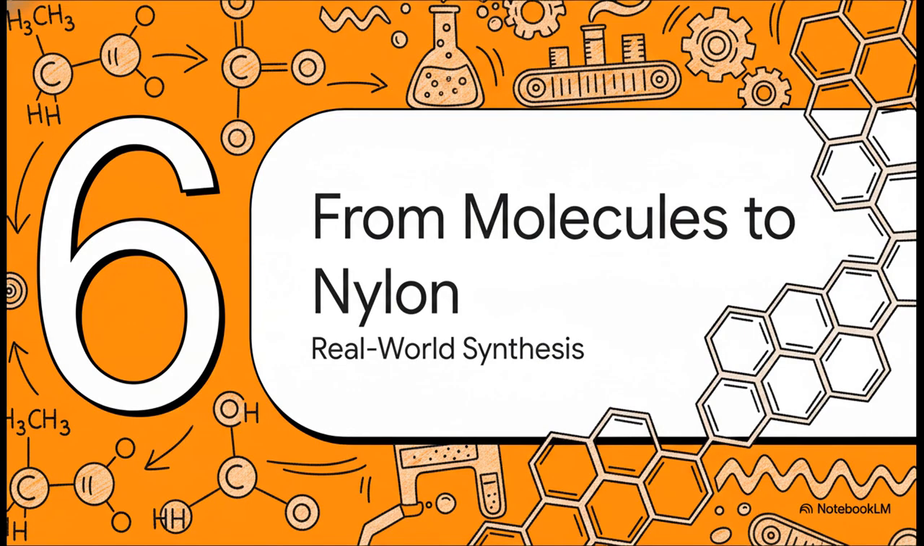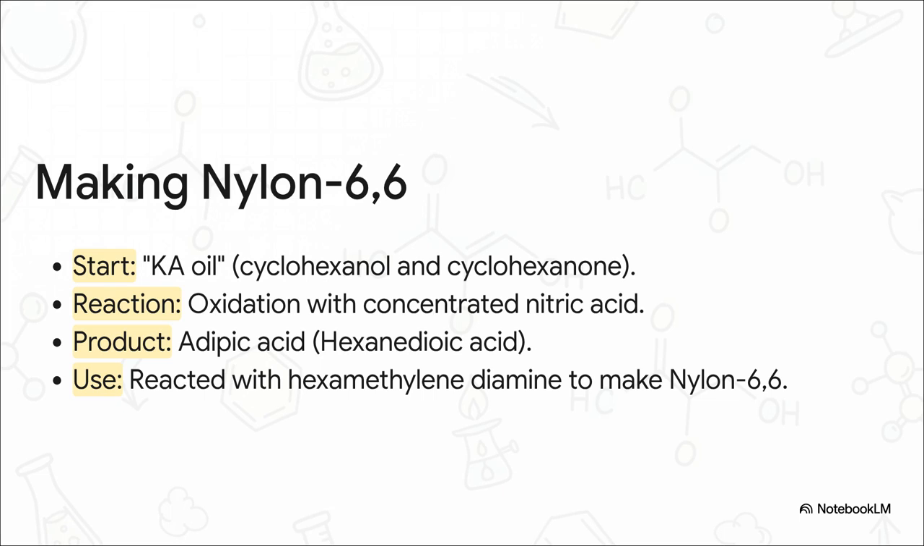Okay, to wrap this all up, let's see how this chemistry is actually used to make one of the most important materials in the world, nylon. This is where all the theory really hits the real world. So here's why all this stuff matters so much. We start with this stuff called KA oil, which has the ketone cyclohexanone in it. Then we oxidize it, which actually breaks the ring open and forms adipic acid, which is a dicarboxylic acid.